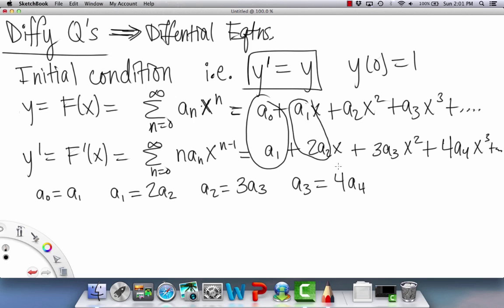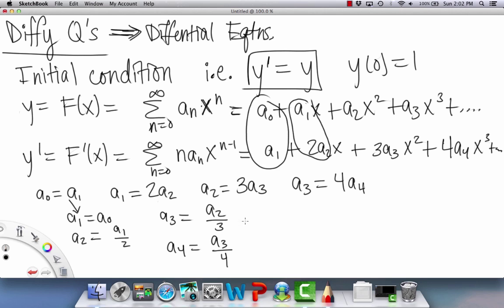So in this case, I'm going to move it around a little bit. So let's say we have a1 here equals a0. That was from the first one here. And then I'll write the second one, a2. If we solve for that, that would be a1 over 2, right? Let's solve for a3. a3 now equals a2 over 3. And we'll go one more. a4 equals a3 over 4.